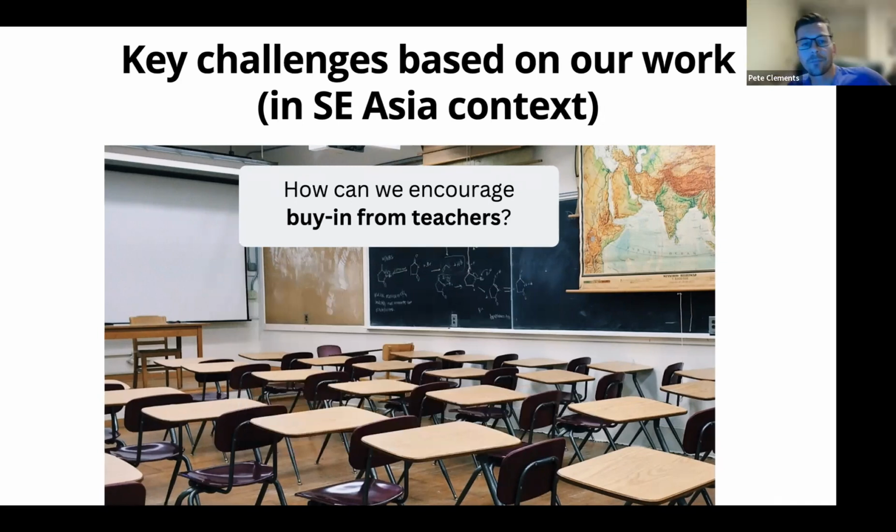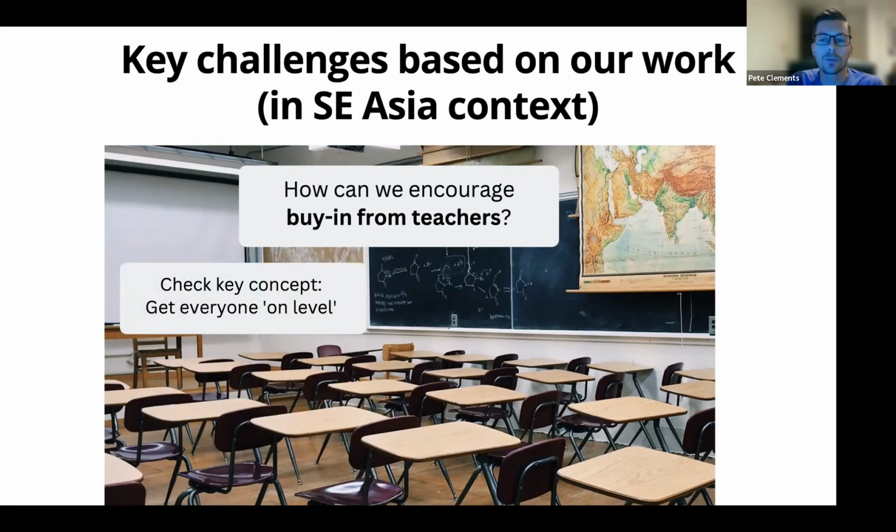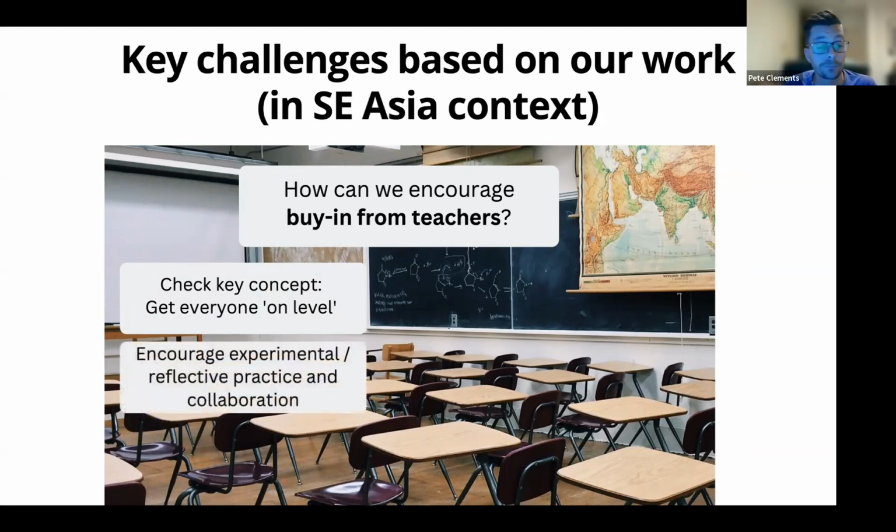So the first point, how do we encourage buy-in from our teachers? Well, first of all, we want teachers to be aware of exactly what formative assessment is. We want them all to be on the same level with their understanding, a base level of understanding of what formative assessment is and why it's important and why we should try and apply these strategies. This is getting everyone to a certain level of understanding, make them feel informed.